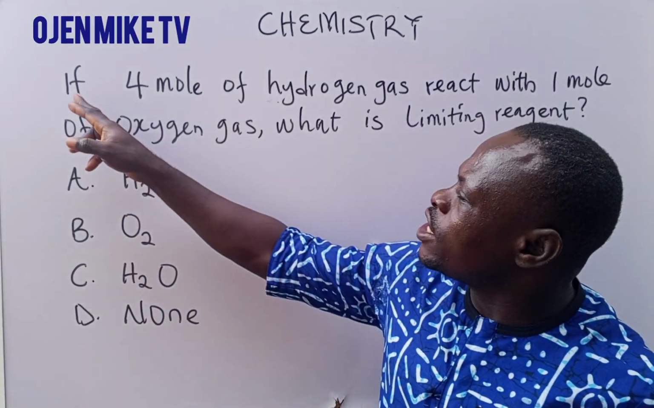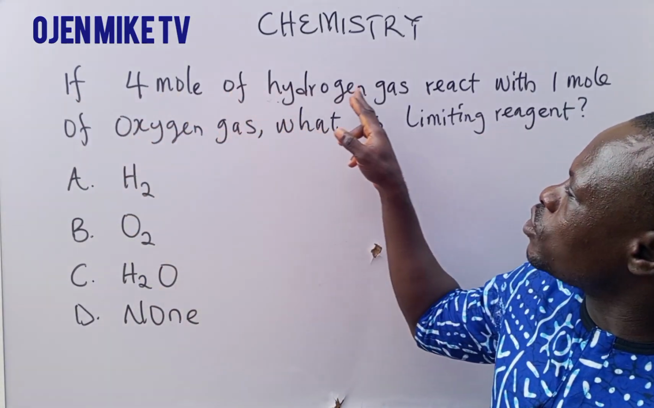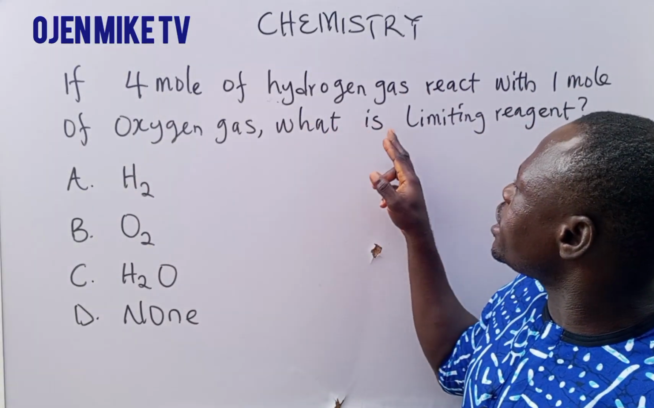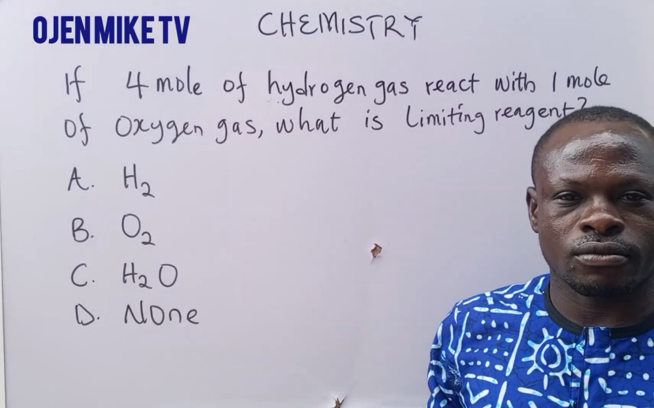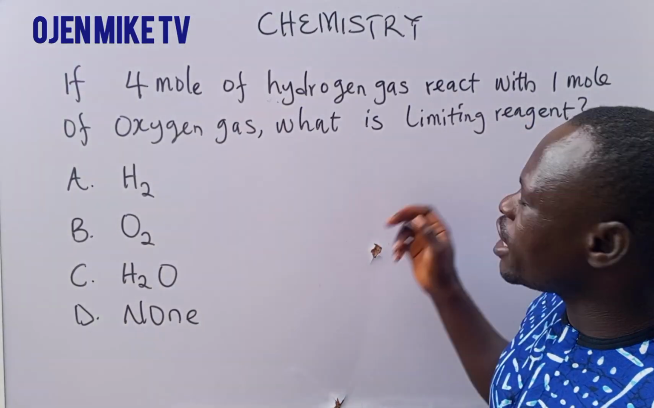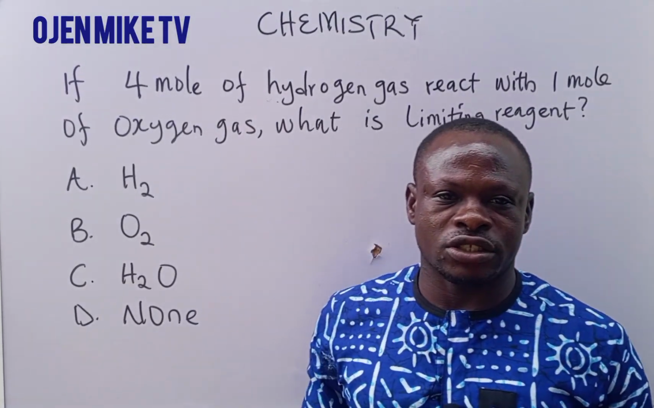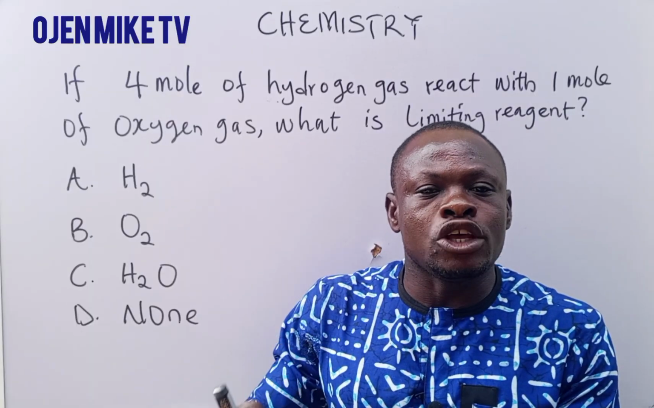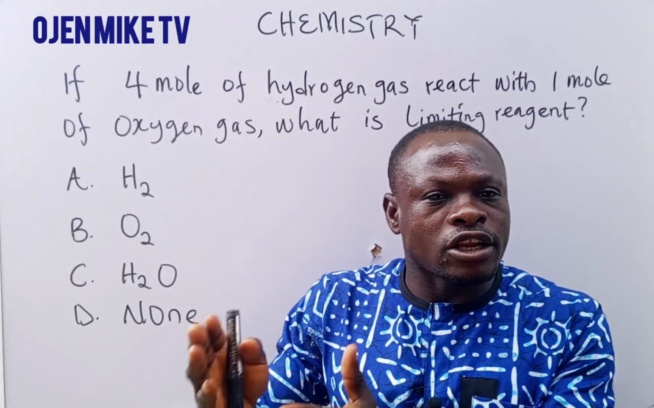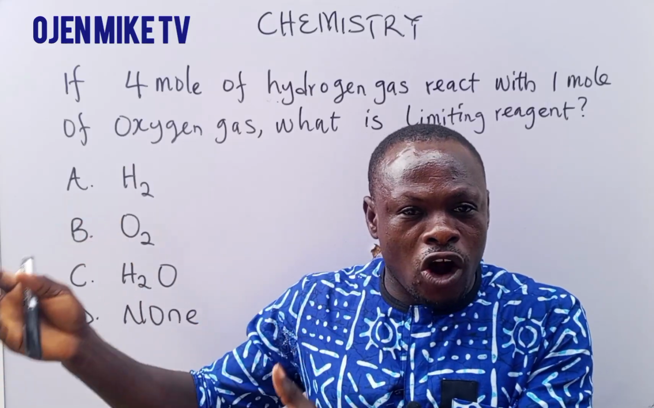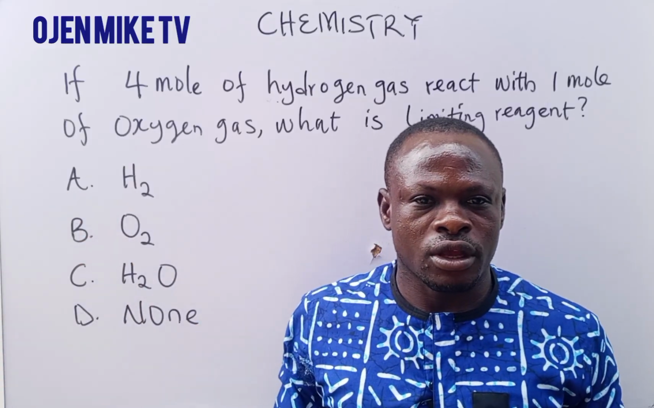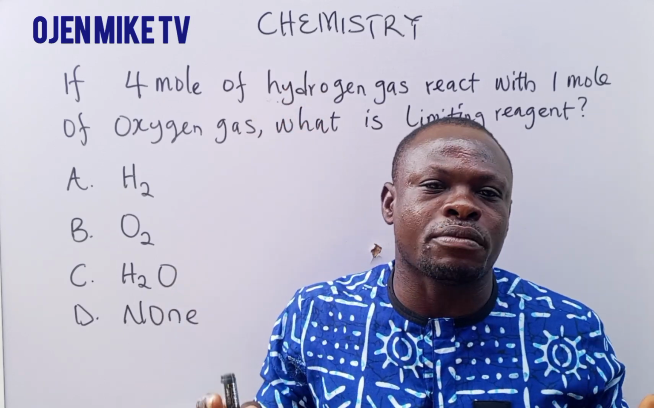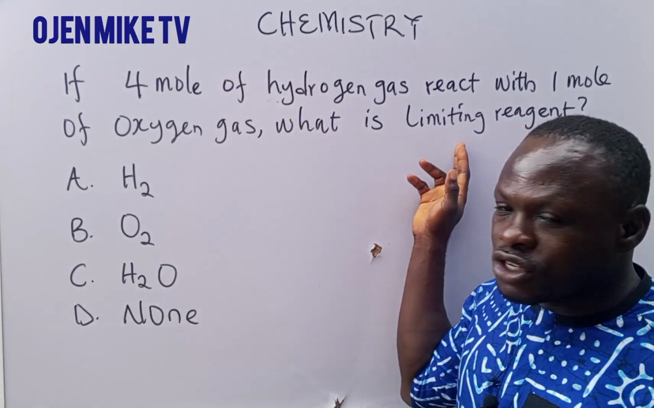Let's look at this question: if 4 moles of hydrogen gas react with 1 mole of oxygen gas, what is the limiting reagent? What do you understand by limiting reagent? A limiting reagent is a reactant that is completely used up first and eventually stops the reaction, or stops the product from forming. A reactant that is completely used up first in a chemical reaction is called a limiting reagent.